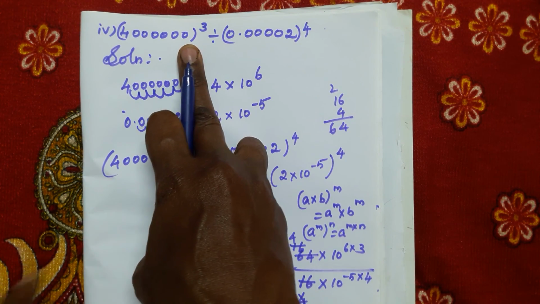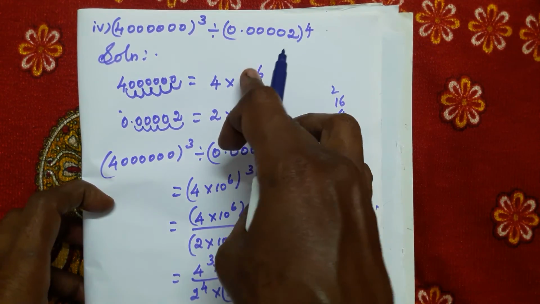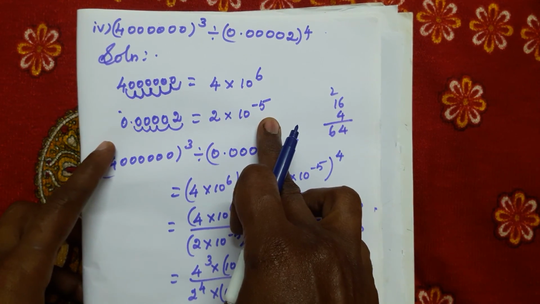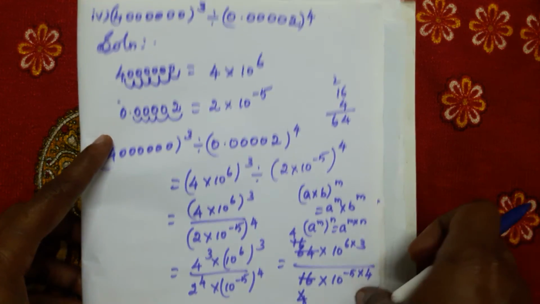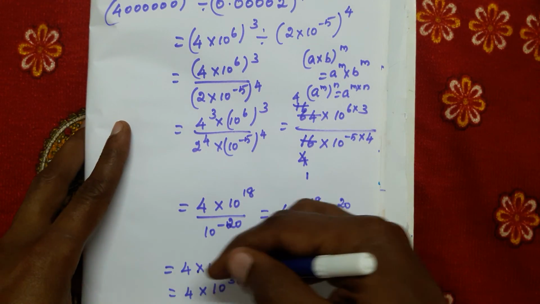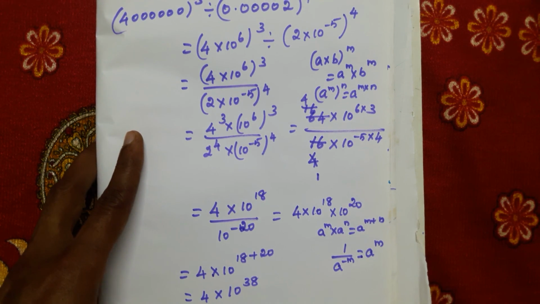Okay, the question is, write the following in scientific notation. First we write this in scientific notation. Next, when we simplify, we get 4 into 10 power 38. Can you understand this?